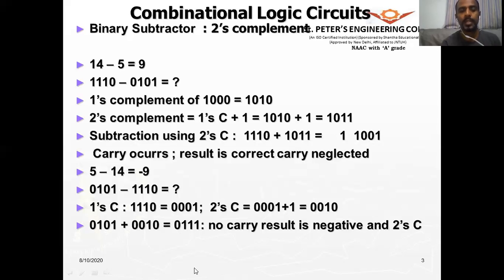Is it correct? No. So therefore, now we say that since no carry occurs, the result is in the 2's complement form, and the result is negative. So this is the 2's complement form of minus 9. Okay, so this is in the 2's complement form of the result. So we have to take the 2's complement form of this result to get the original result, and we have to append a minus sign for that.